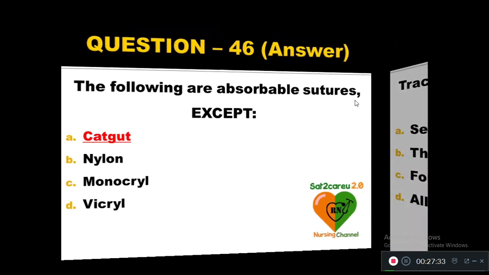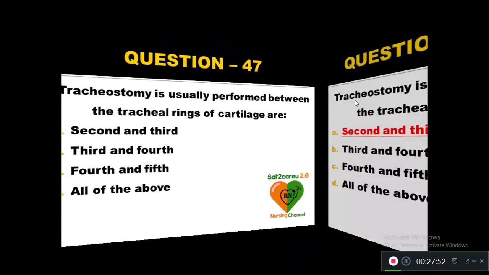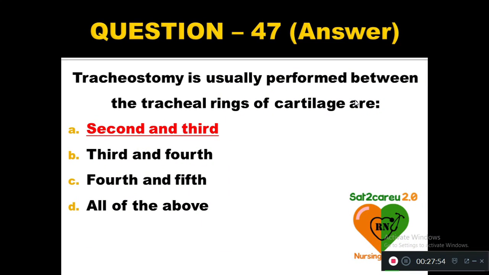Question number 47. Tracheostomy is usually performed between the tracheal rings of cartilage, option A, second and third cartilage. B, third and fourth. C, fourth and fifth. D, all of the above. The right answer is option A. Second and third cartilage is preferred for tracheostomy.